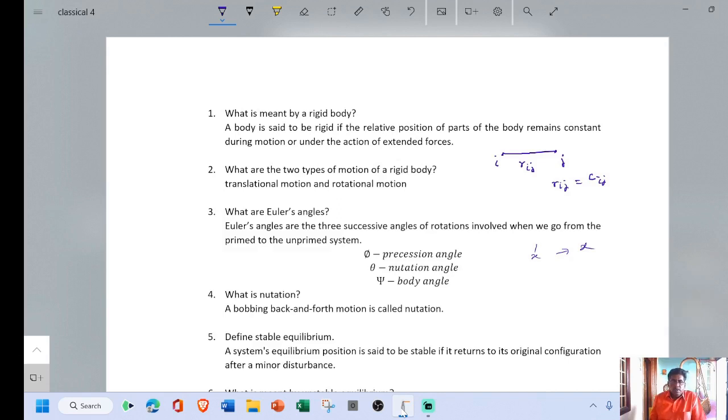Fourth question. What is nutation? A bobbing back and forth motion is called nutation. Bobbing stands for quick up and down motion.